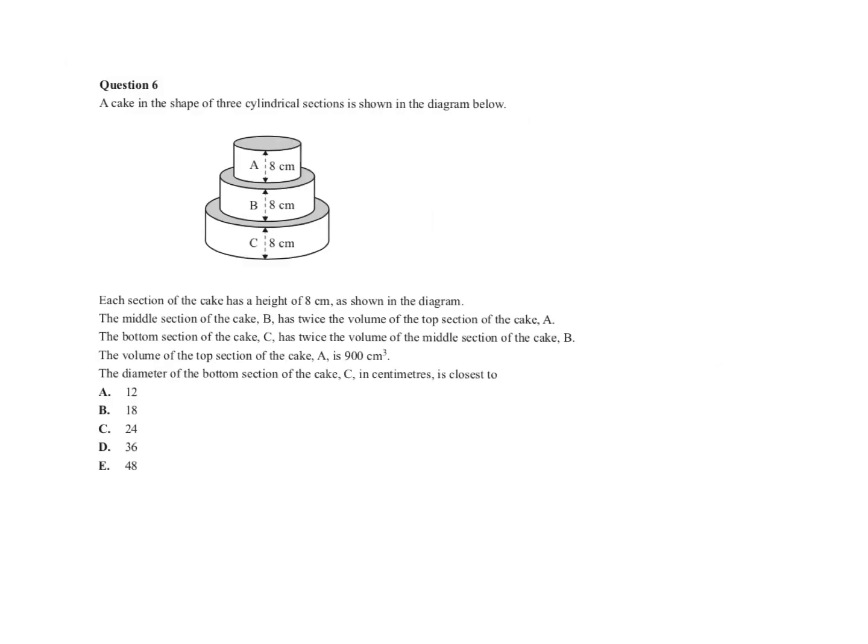Okay, so with this, the cake is in the shape of 3 cylinder sections as shown in the diagram. Each section is of height 8 centimeters. So that height is the same in every one. The middle section B is twice the volume of the section in A. So they're sort of giving us a comparison of the volume here. So if you look at the volume, we might call this their volume ratios. They're getting compared.